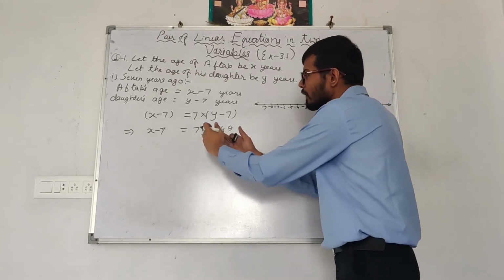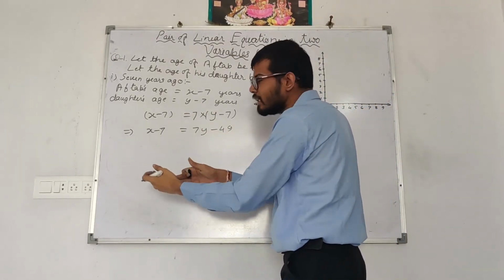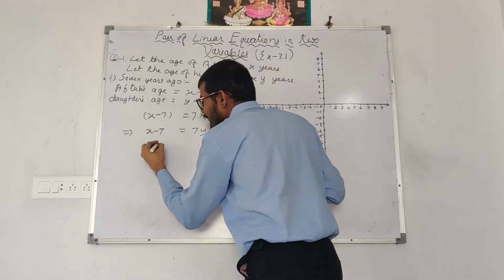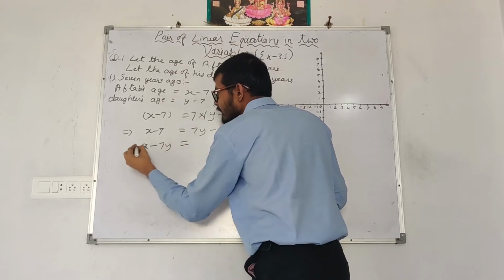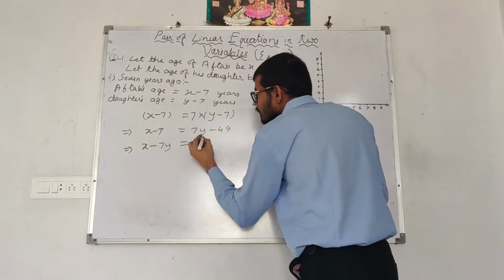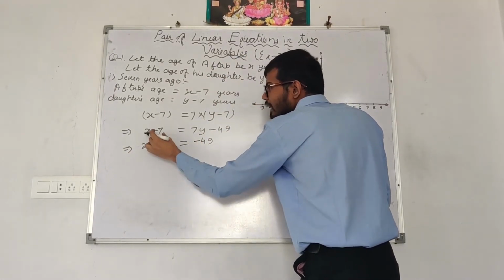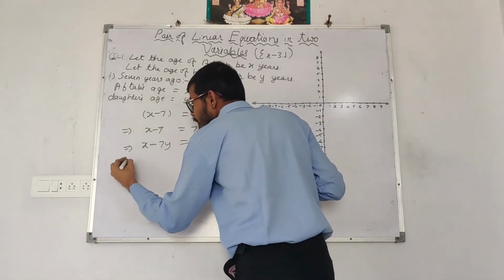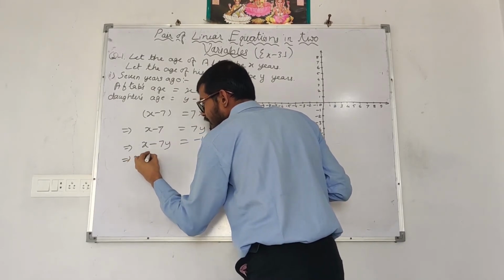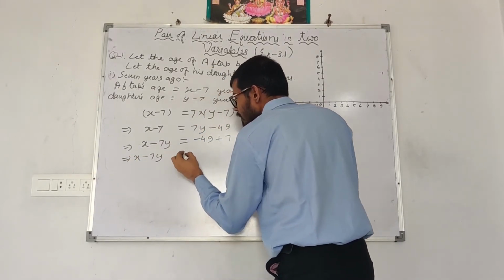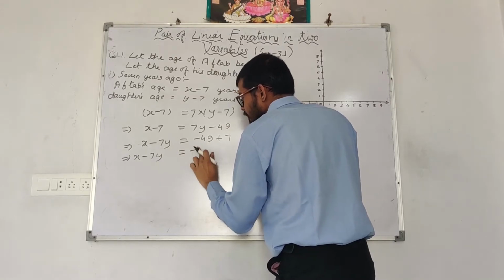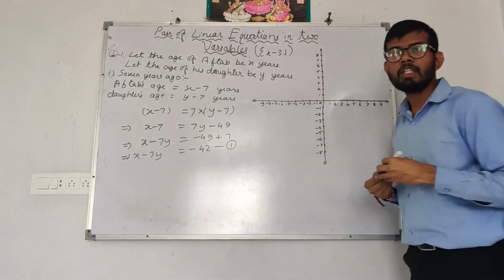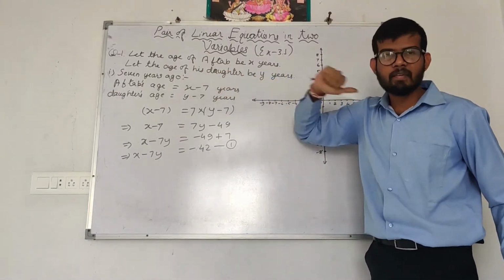Now we will transfer the variables to the left side and the real numbers to the right side. So x minus 7y will be equal to minus 49. Now here it is minus 7, so there it will be plus 7. So our equation will be x minus 7y equals minus 42. Now we will name it equation number 1. This was our first condition, that was 7 years ago.